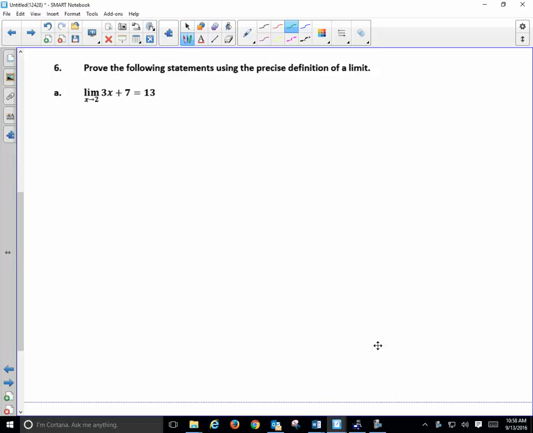We'll now do a proof. We want to prove that the limit as x goes to 2 of 3x plus 7 is equal to 13. That means that we want to zoom in to 1 over infinity and get it correct. So what that means is that we will use the definition.